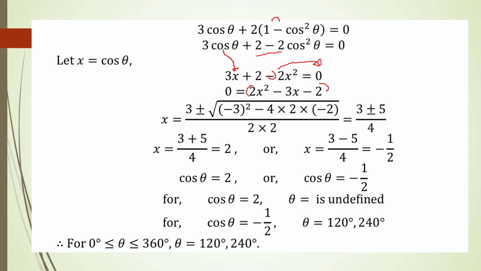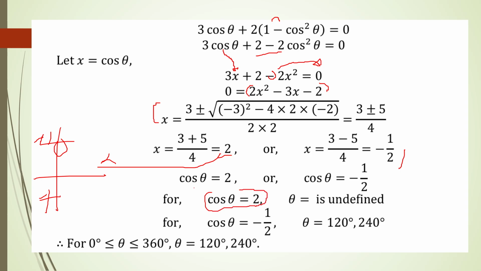So after doing that, we substitute into our quadratic formula. So the first value of x is going to be 2, and then the other value is going to be negative half. But if you look at our graphs, we say that we need ranges between positive 1 and negative 1. And 2 is exceeding positive 1. So for cos theta to be equal to 2, we are going to say that that angle is going to be undefined.